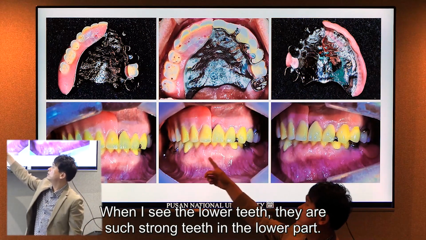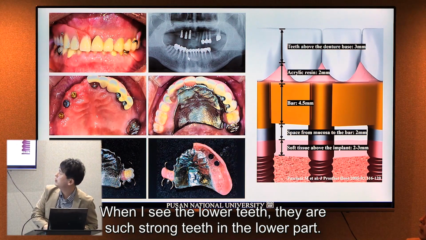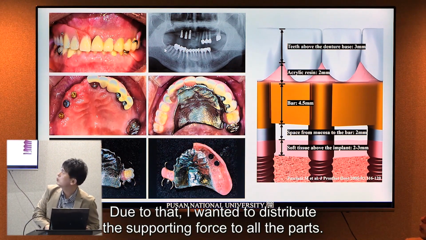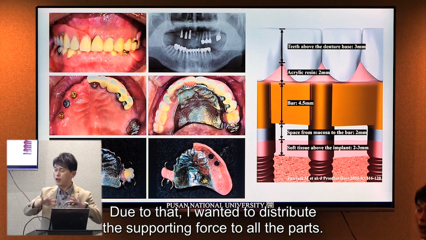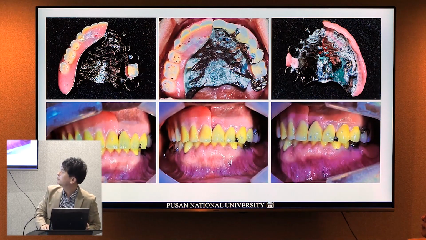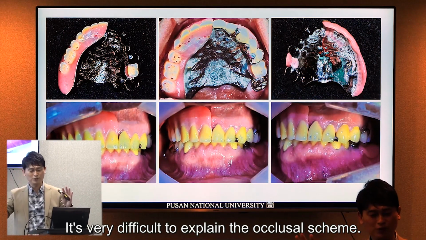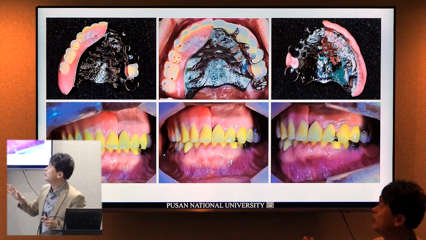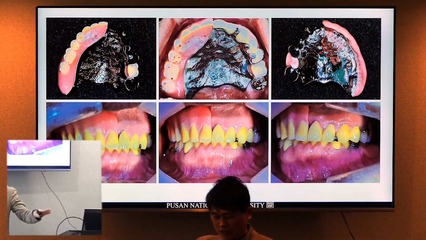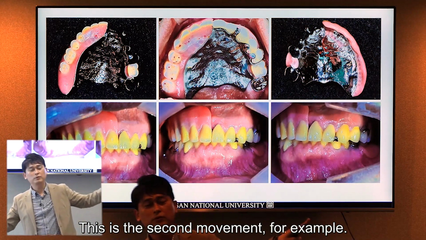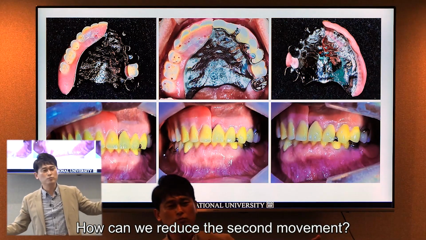When I say the lower teeth, they are very strong teeth in the lower part. Because of that, I want to distribute the supporting force to every part. And then I made the bilateral balanced occlusion. It's very difficult to explain the occlusal scheme. Anyway, look at this. This is the secondary movement, for example. Right side, left side, secondary movement. And how can we reduce secondary movement?